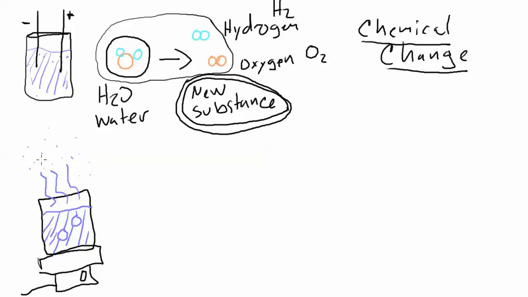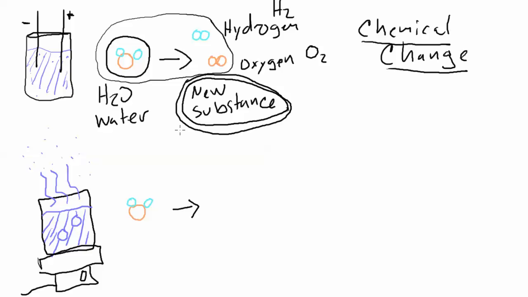So let's think about what's happening here. Before the change, before we put the water on the hot plate, we had water molecules. So again, it's an oxygen with 2 hydrogens. That's what the substance is made out of. That's the particle of the substance, a water molecule. And then we heat up the water, and it turns from a liquid to a gas.